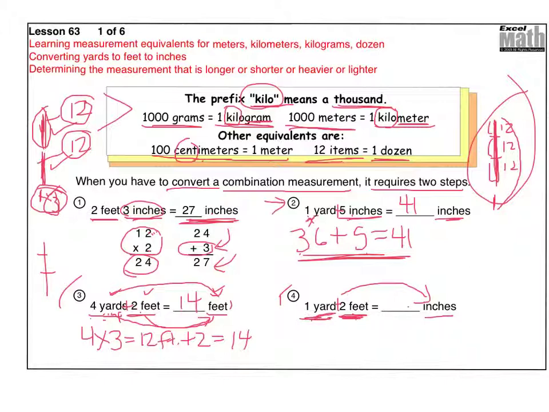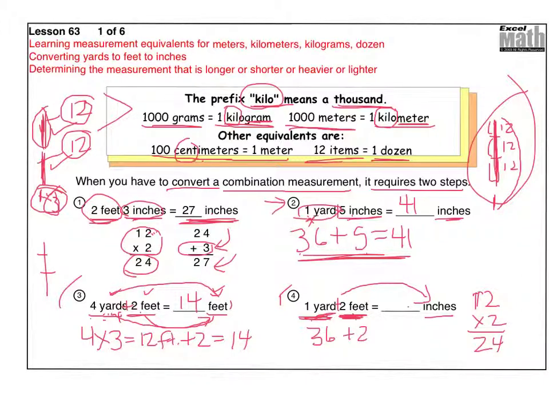So first I have to decide how many inches are in that 1 yard. Well, we already did that back here on number 2. 1 yard is equal to 36 inches. How many inches are in 2 feet? Well, now we've got to do another little problem for that, and we did that right up here. 2 feet equals how many inches? So we're going to do 12 times 2, and that's 24 inches, right?